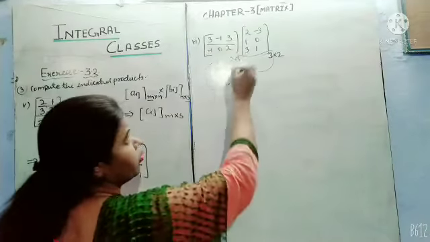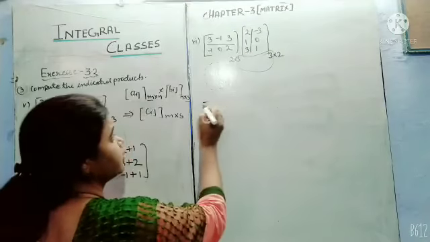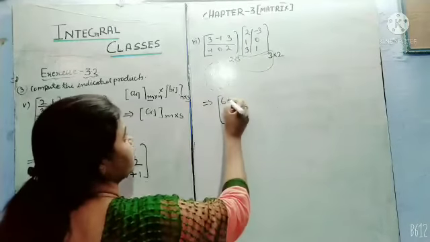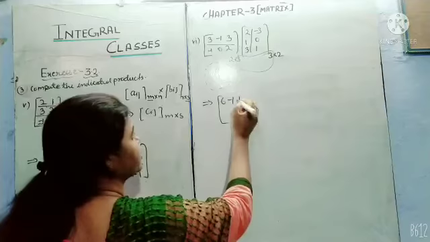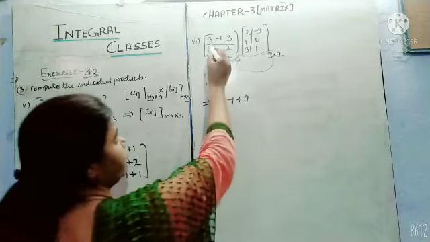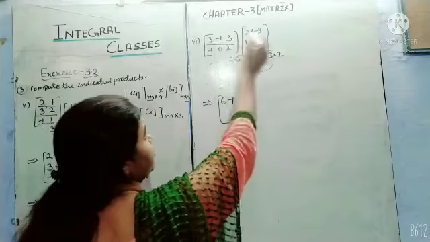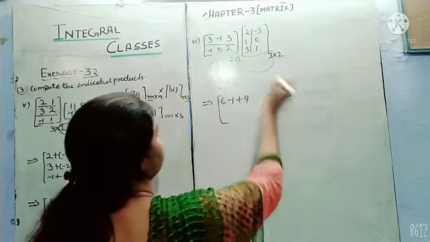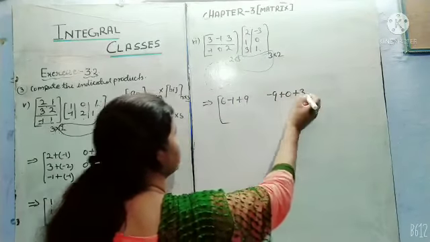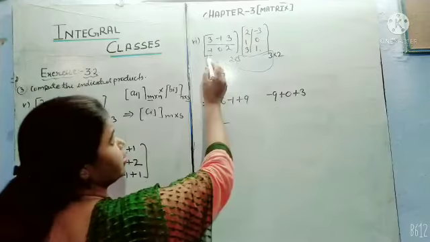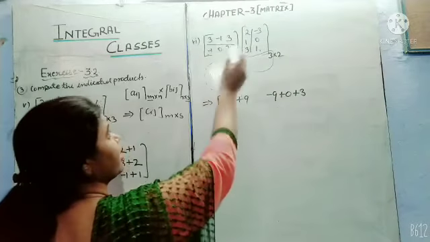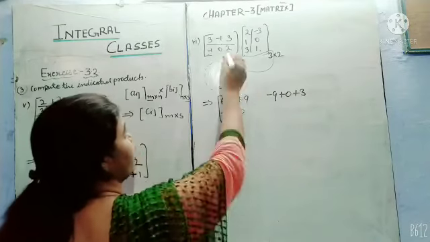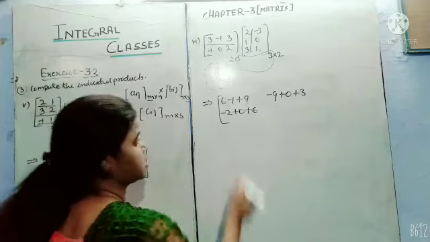Again, first row multiplied by first column: 3 into 2, 6, minus 1 into 1, minus 1, 3 into 3, 9. Again first row multiplied by second column: 3 into minus 3, minus 9, minus 1 into 0, 0, 3 into 1, 3. Now we multiply second row by first column: minus 1 into 2, minus 2, 0 into 1, 0, and 2 into 3, 6.